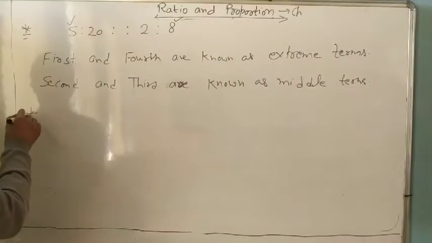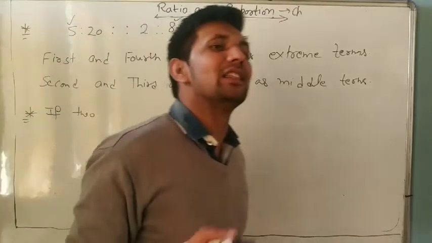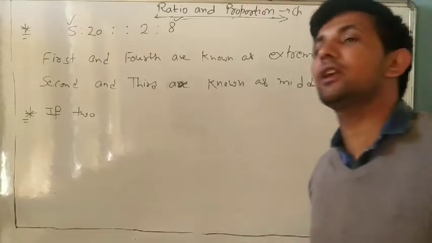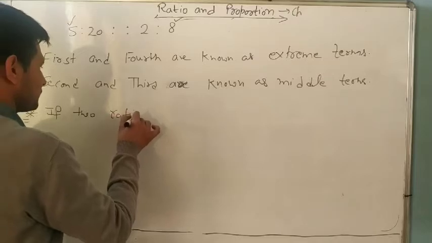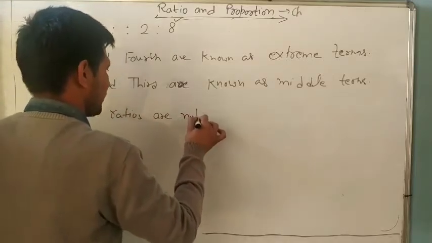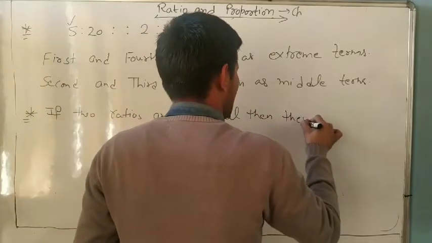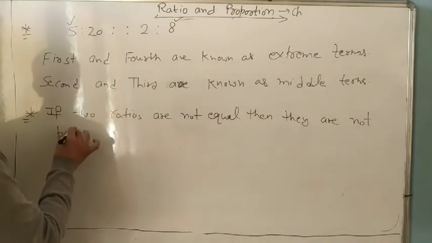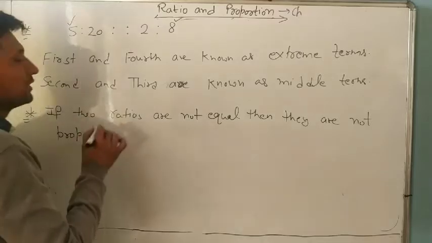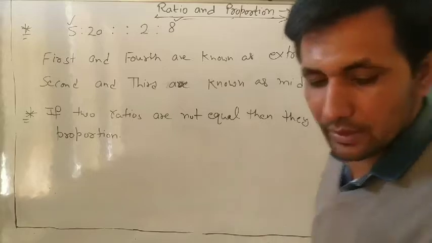Next, if two ratios are equal, then they are in proportion. If two ratios are not equal, then they are not in proportion. Understand? If they are equal, they are in proportion. If they are not equal, they are not in proportion.